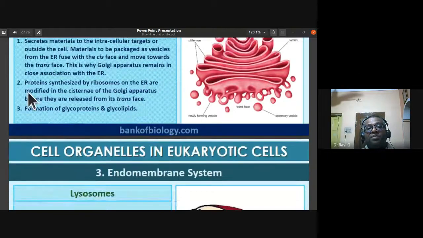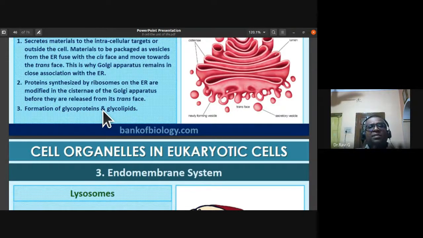Apart from this function, the proteins which are synthesized by the ribosomes on the endoplasmic reticulum are modified in the cisternae of the Golgi apparatus. You know the cisternae is the sac-like phase. So before they are released from its trans phase, the Golgi complex is involved in formation of glycoproteins and glycolipids.